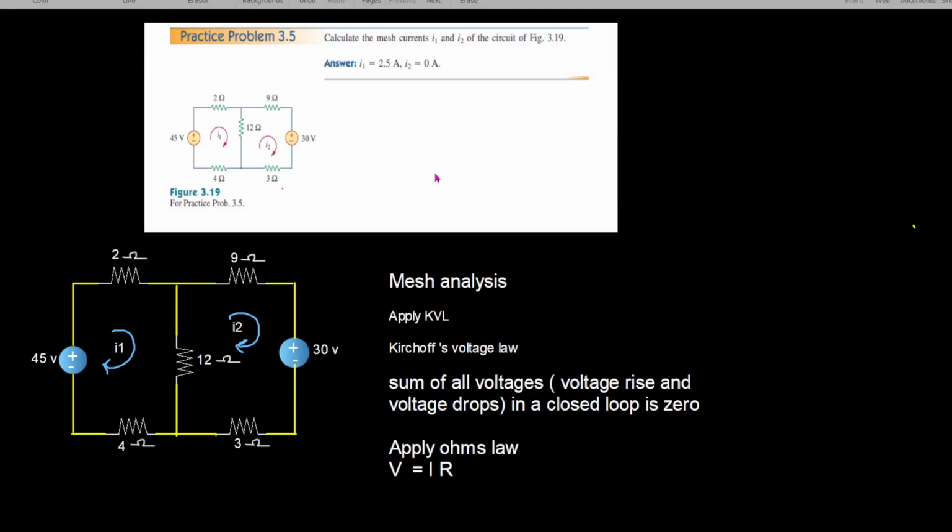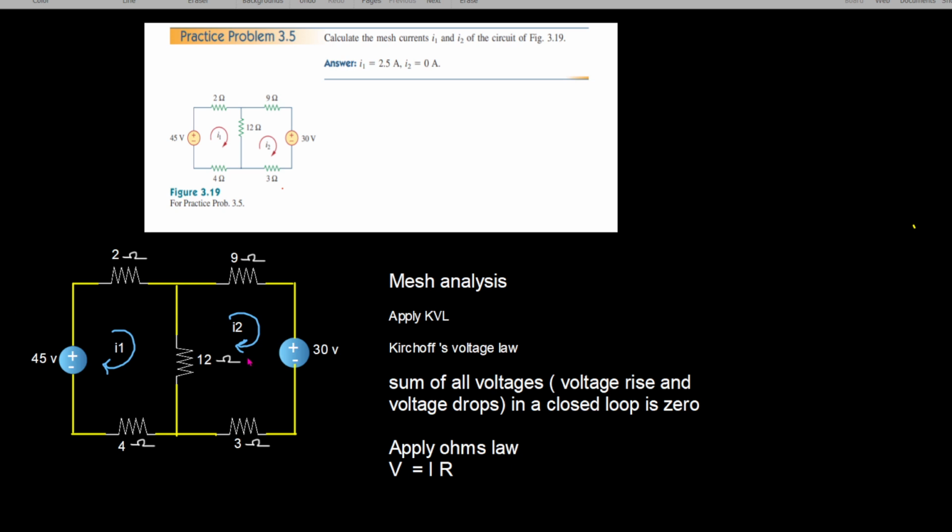Good morning, everybody. Today we are going to solve the practice problem 3.5 from Fundamentals of Electric Circuits by Alexander Sadiku. This problem is based on mesh analysis, and so we apply KVL to solve this problem. Kirchhoff's voltage law states that the sum of all voltages, that is voltage rise and voltage drops, in a closed loop is 0. Also, we apply Ohm's law, that is V equal to IR.